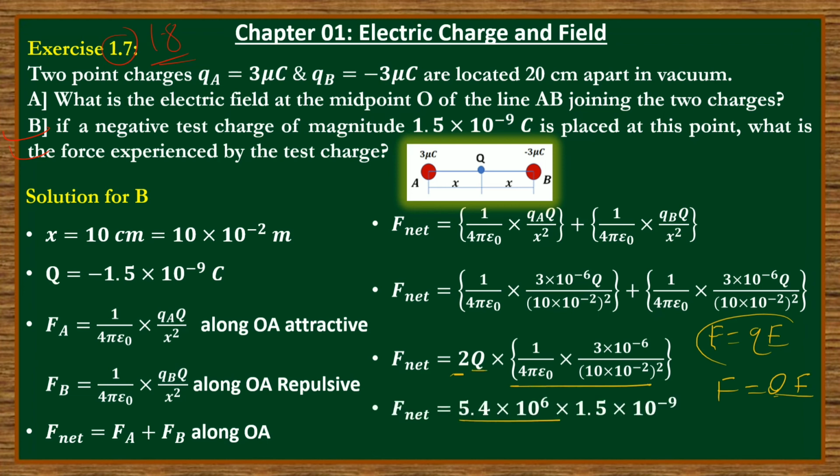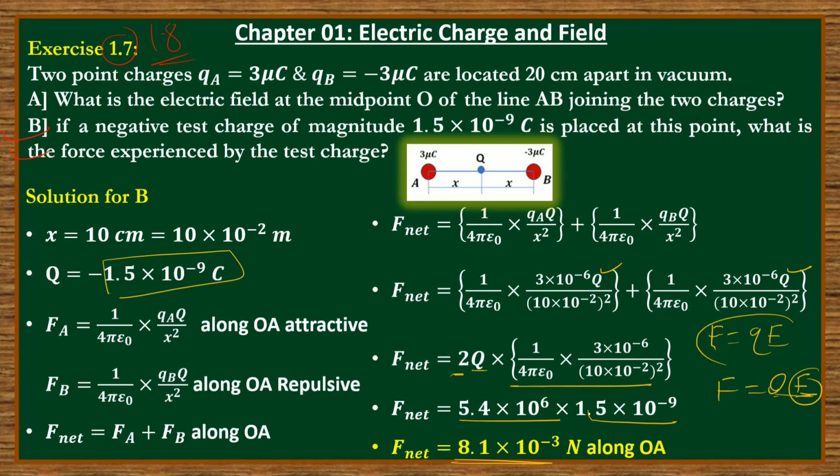Okay, and into this Q we'll take. So this E we have already calculated. Otherwise, put the value of Q here, this value put there and calculate it, you will get same value. That value will be 8.1 into 10 to the minus 3 Newton along the same way. Okay, so in this way we have to solve.